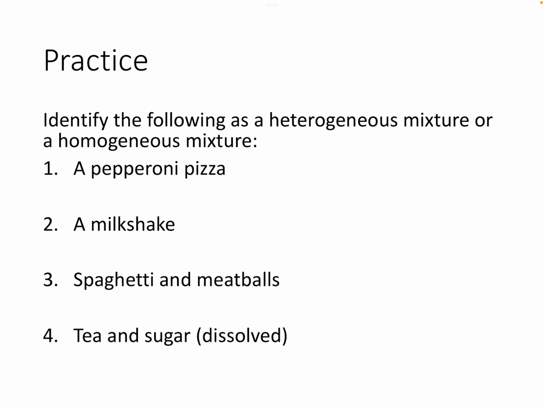All right, let's look at the first example, a pepperoni pizza. So would that be a heterogeneous mixture where we can see the different components? Or would it be a homogeneous mixture where we can't see the different components? Well, on a pepperoni pizza, we can very clearly see the cheese, the sauce, the crust, the pepperonis. So this would be a heterogeneous mixture.